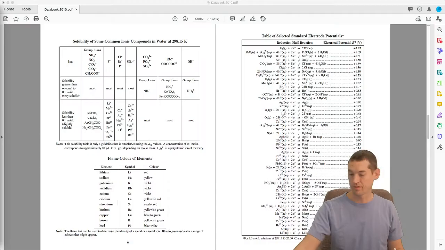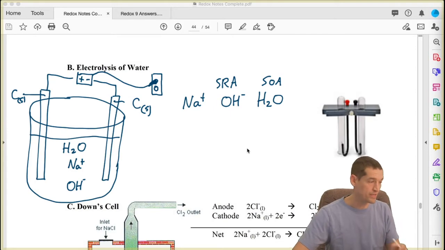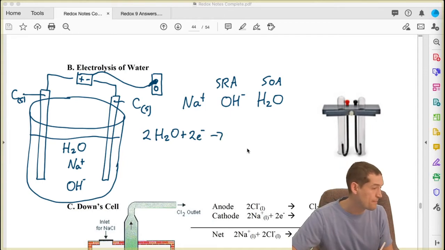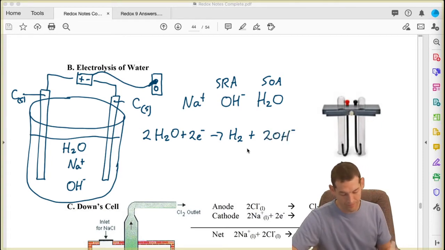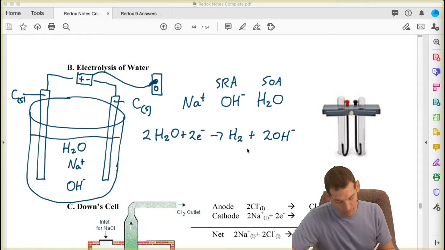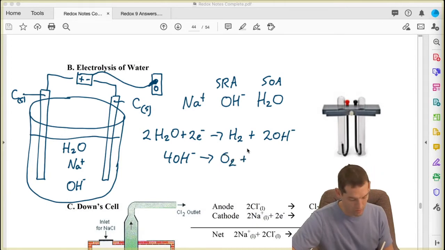Oops, wrong one. I want to go back to this one. So those are my two. So I'm going to write the water OA reaction backwards. So that's 2H2O plus 2 electrons becomes H2 plus 2 OH negative. And then I'm going to write that hydroxide reaction backwards. 4 OH negatives are turning into O2 plus 2 H2O.